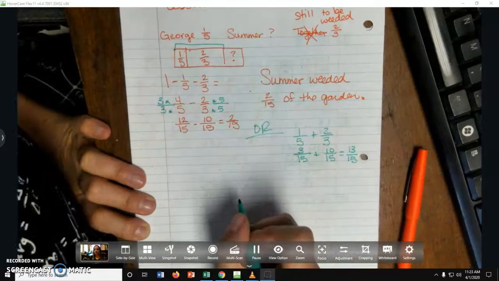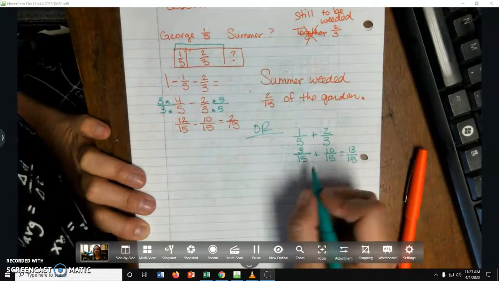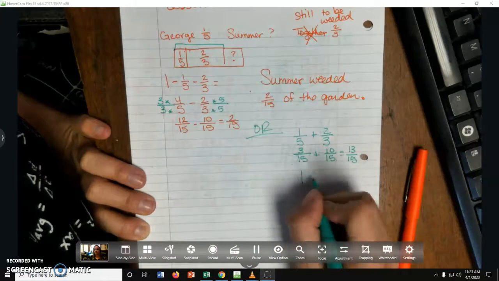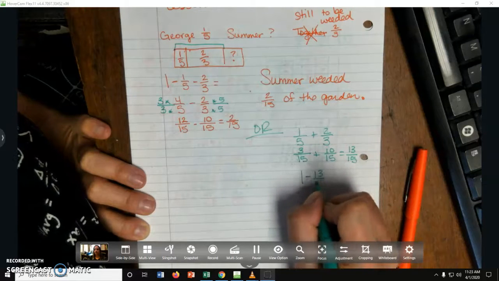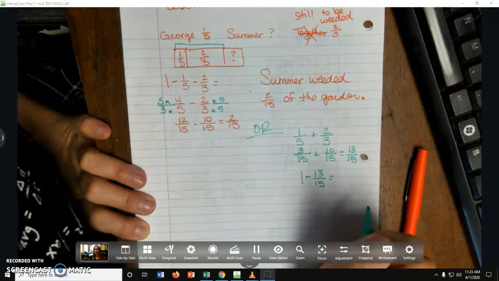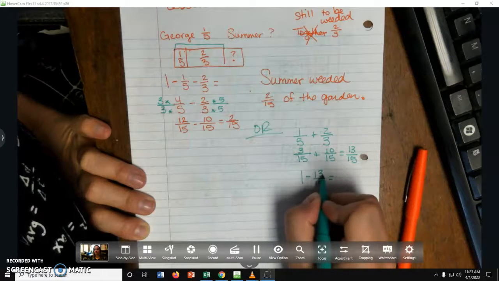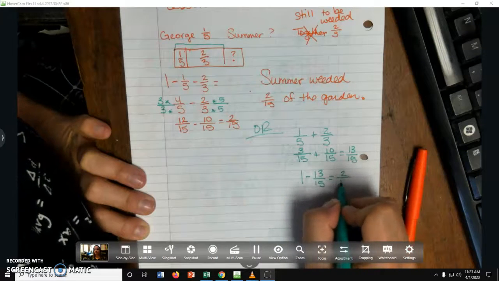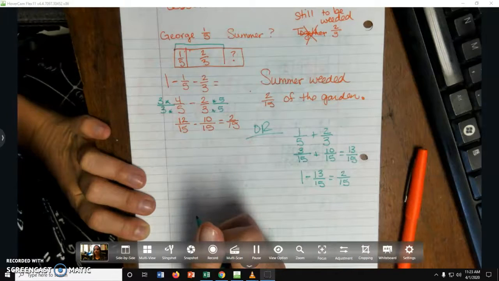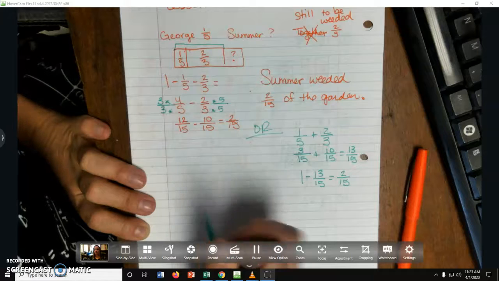Okay, and we could end up with 13/15. Then we could take our whole minus those two parts that we know. This is the same as 15 fifteenths. 15 fifteenths minus 13 fifteenths is going to leave me with 2 fifteenths. Either of these are very acceptable ways to get to the answer.